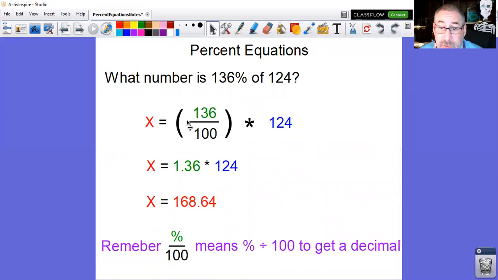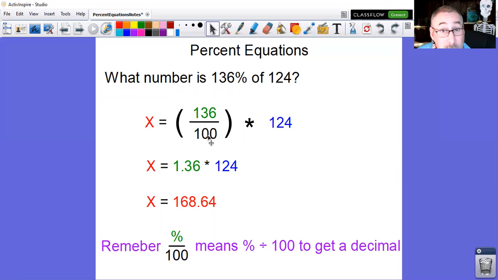So here again, same thing. What number, that's my part, is, that's the equal sign, 136%. Oh, but Mr. Harrington, we can't have more than 100%. Yes, you can. This just means that the number is more than what we need. So again, 136 per 100. So 136 per 100 is a fraction, times 124, change the of to times, and that last number becomes my whole. Put this in the calculator.